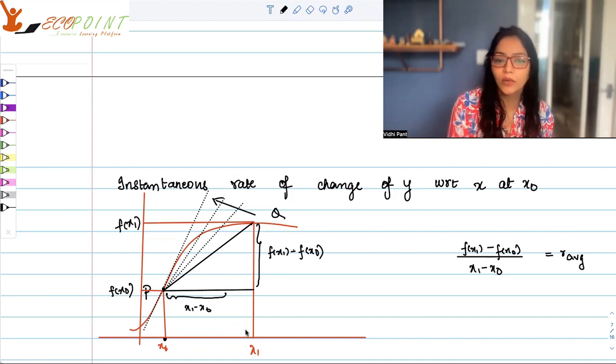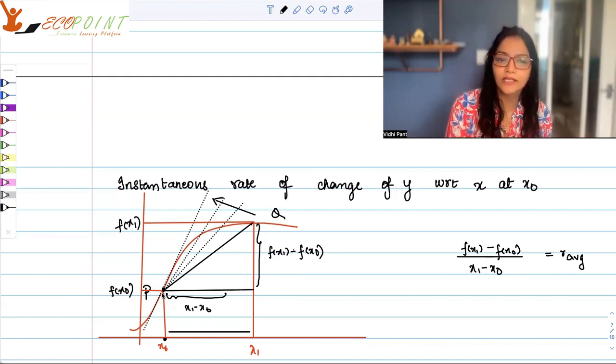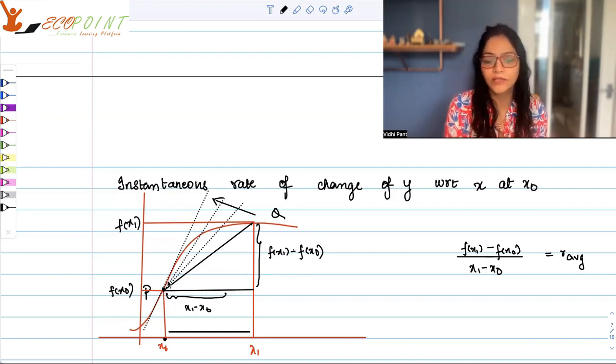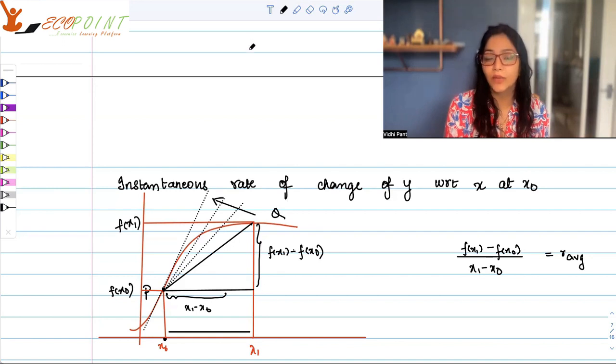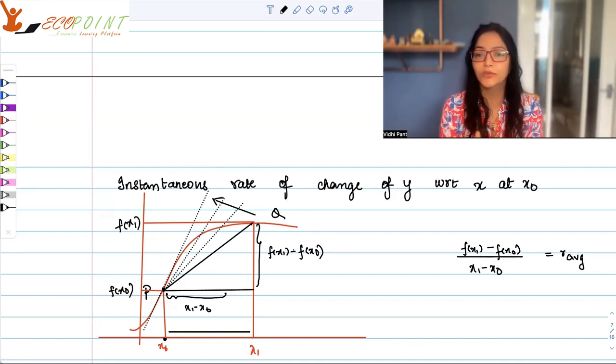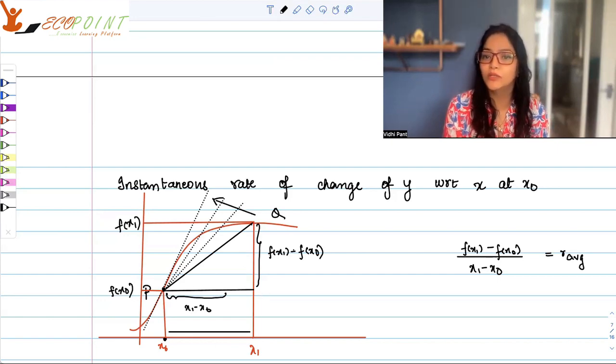Or in other words, what are we doing? We are diminishing this difference. So the difference between x1 and x0 is just diminishing to 0. If that happens, then it will be a unique point where this secant is touching, and it becomes the tangent. We have done that concept of tangent, and that also gives you the instantaneous rate of change. So in the instantaneous rate of change, your x1 minus x0 is almost turning to 0, which is the change in x.